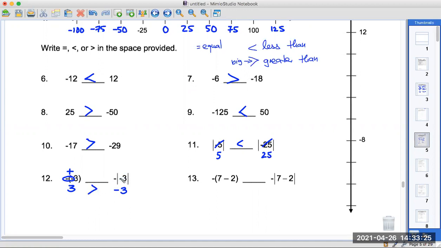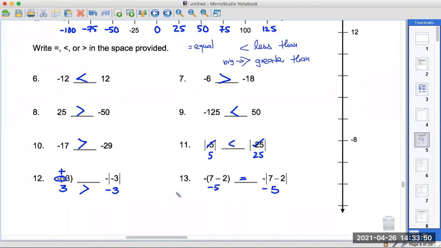So this is a little tricky. Here you have a double negative, here you don't. You take the absolute value first and keep the negative. 7 minus 2 is 5, keep it negative. 7 minus 2 is also 5, keep it negative. That's an equal.